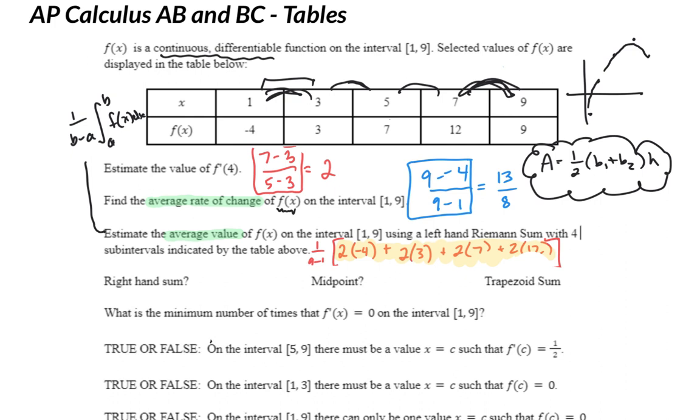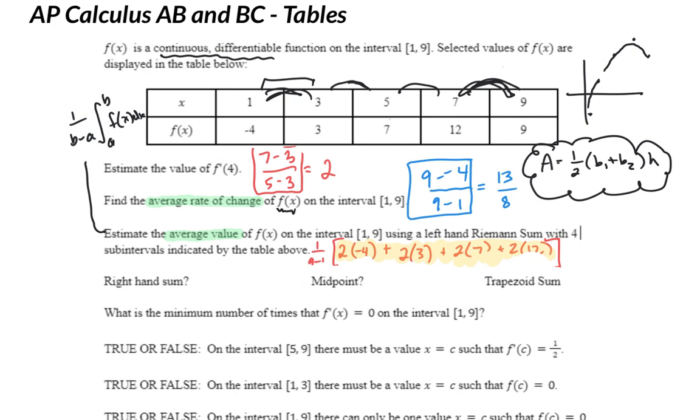True or false? On the interval, there must be a value, x equals c, some x value we're naming c, such that the derivative is 1/2. Well, to me, we've been told continuous, differentiable, and then we're being told between 5 and 9, somewhere the derivative is 1/2. This feels like mean value theorem. So just as a review, mean value theorem says as long as a function is continuous and differentiable, which we were given, somewhere the average rate of change on the interval will be equal to the instantaneous rate of change, or derivative.